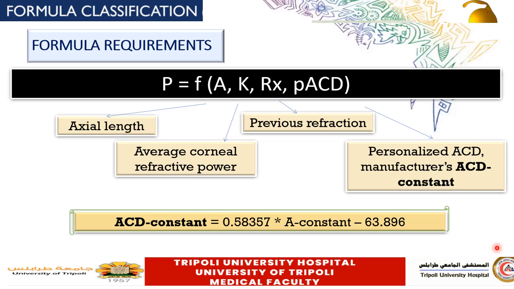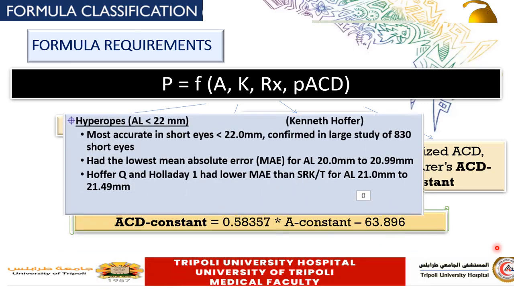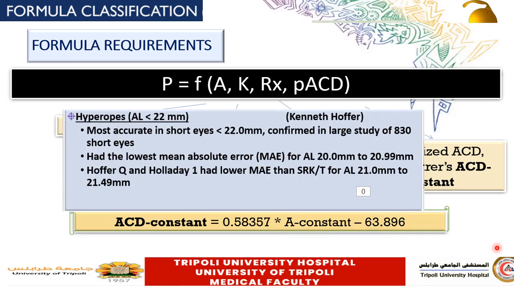This formula has been used over a wide range of axial lengths, and its potency is mainly found in short axial length cases of hypermetropia, where it showed the lowest absolute prediction error as compared to the other third generation formulas. So it is useful in average sized eyes, but mainly in short axial length eyes.